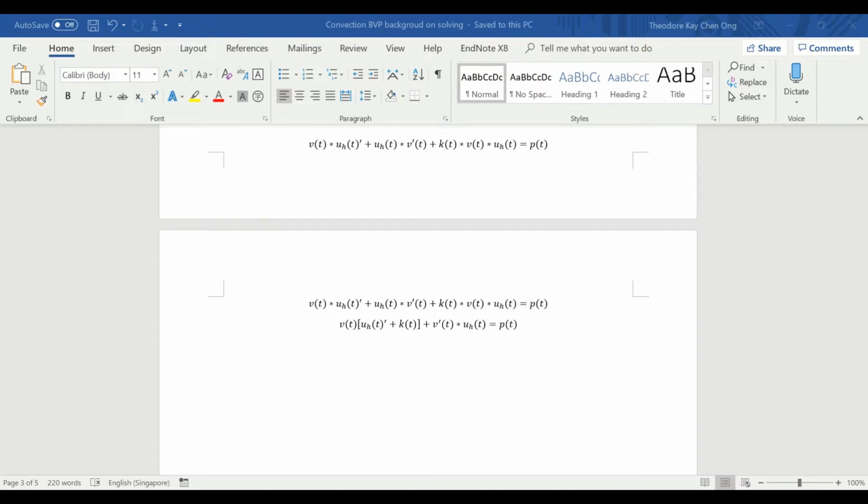Yeah, and so actually I found out, I think we missed out something here. This kt, when we factorize v out, we will still have the homogeneous solution here times u_h(t). Alright, so this still looks a bit messy. How can we trim this down?